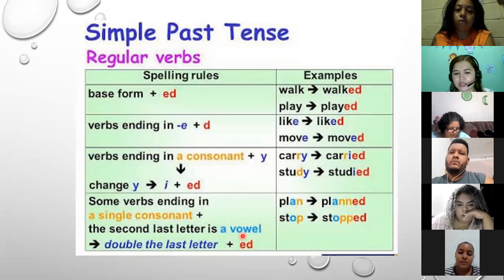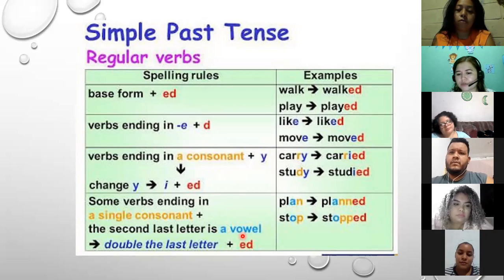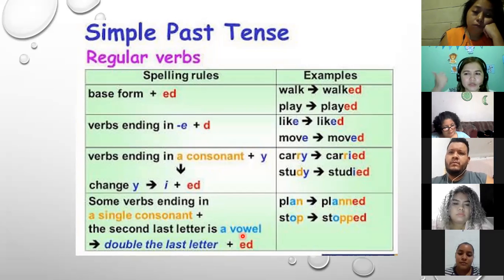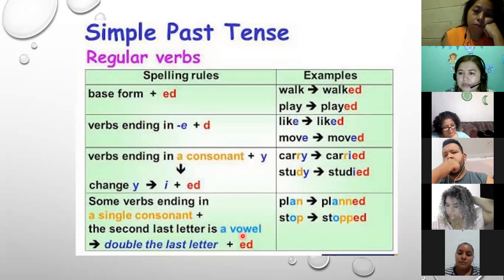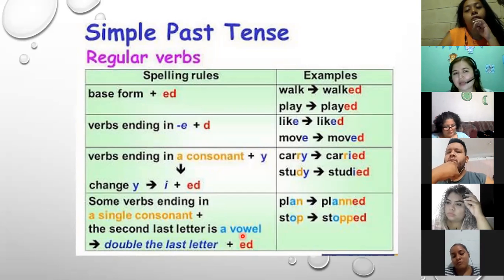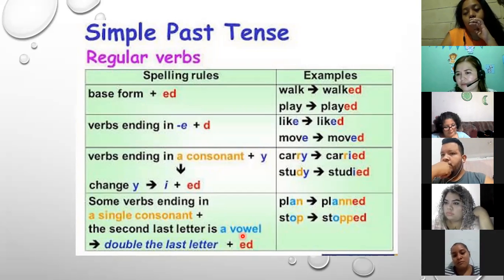Okay, plus ED. Example: plan, planned, stop. Okay, so we do the negative, the simple past of the verb. This is something very important because when you are talking in English about something that you did yesterday, you need to talk in past, which means you need to use the verbs in past. Okay, so no puedo estar hablando en pasado y usando los verbos en presente, right?